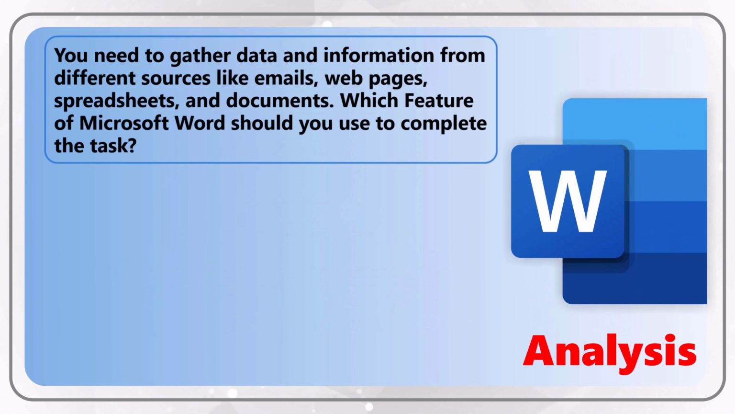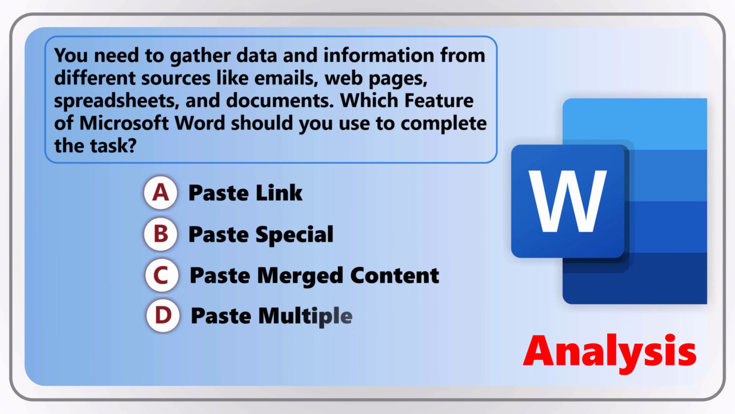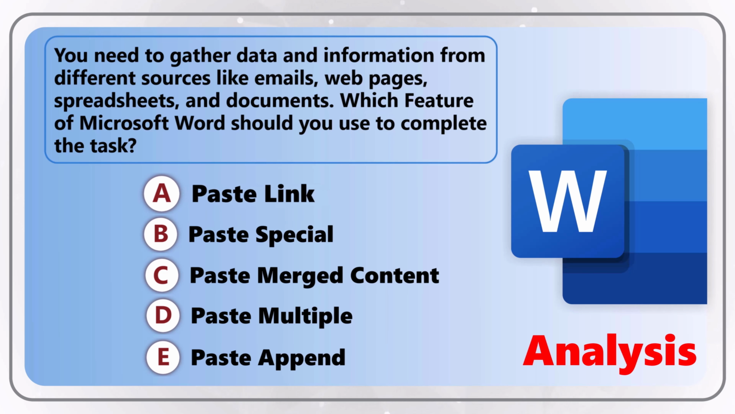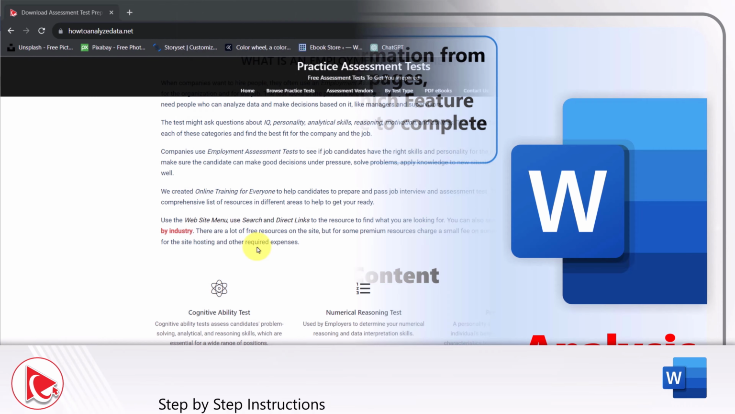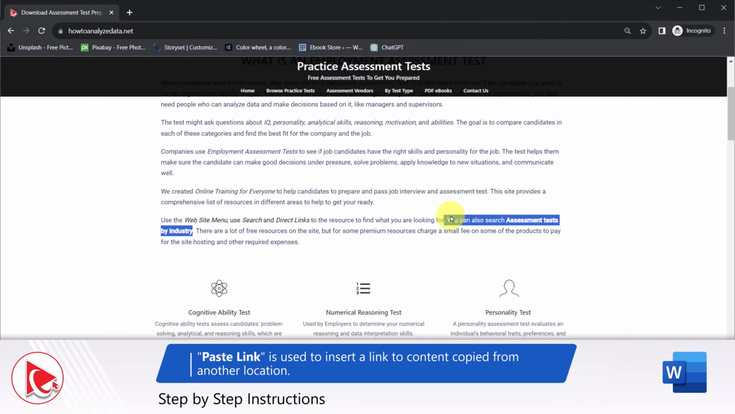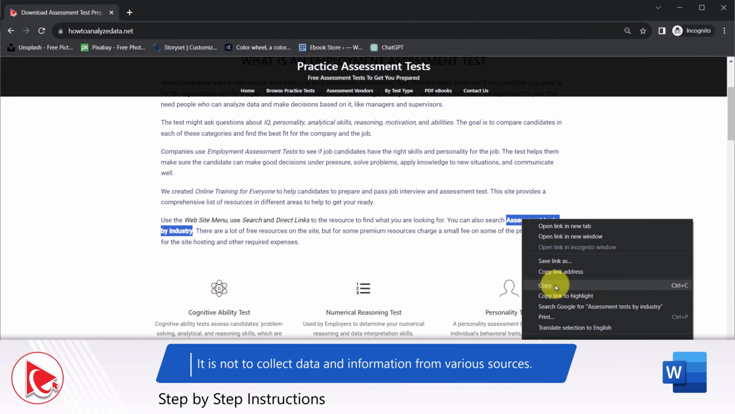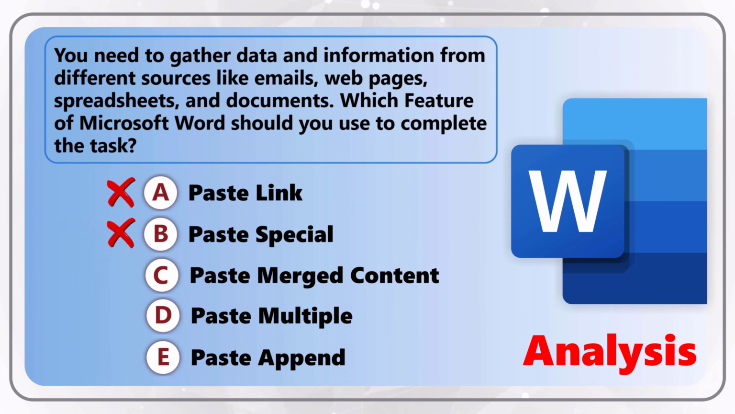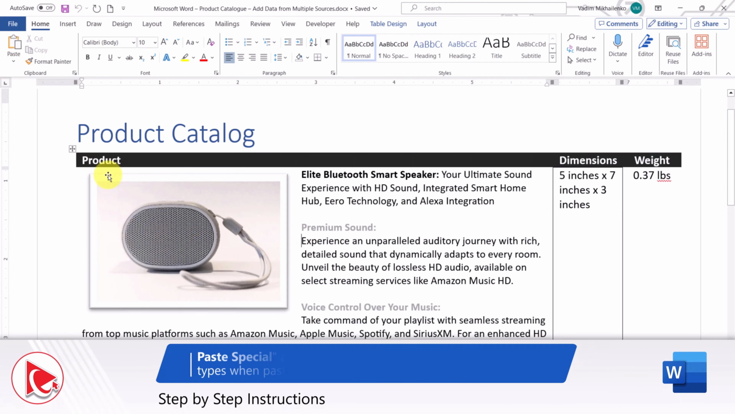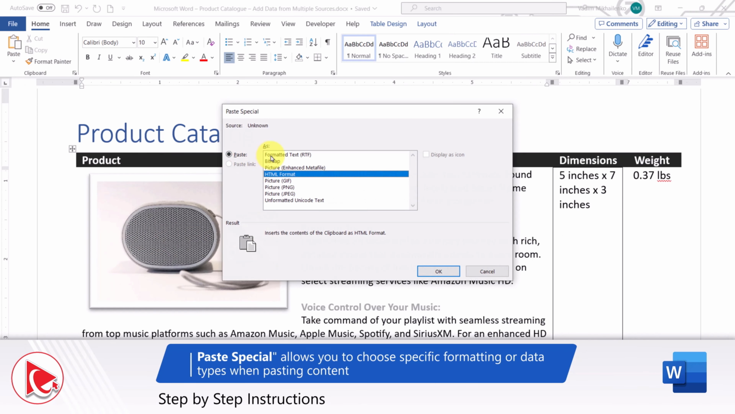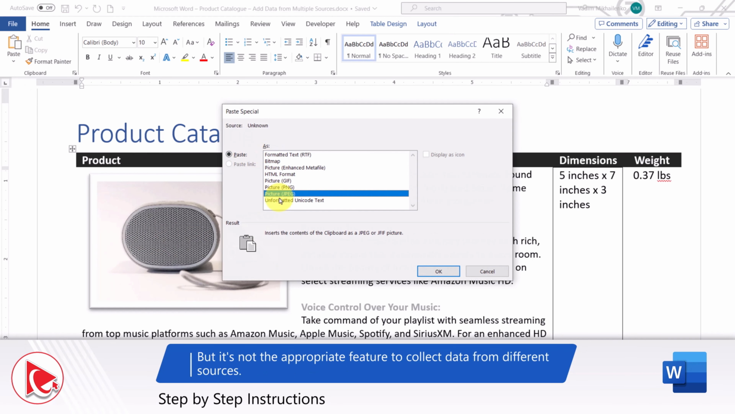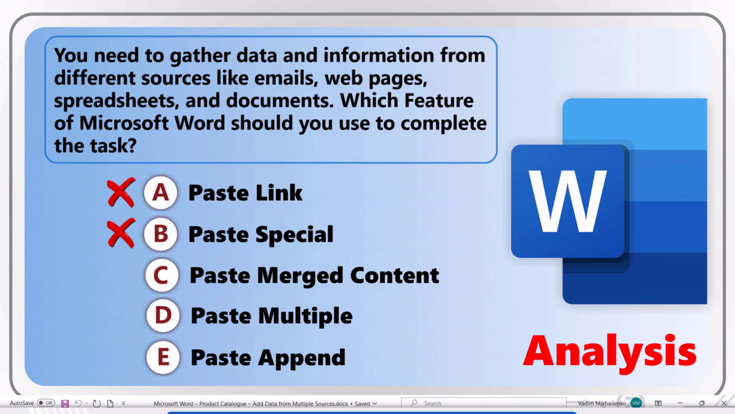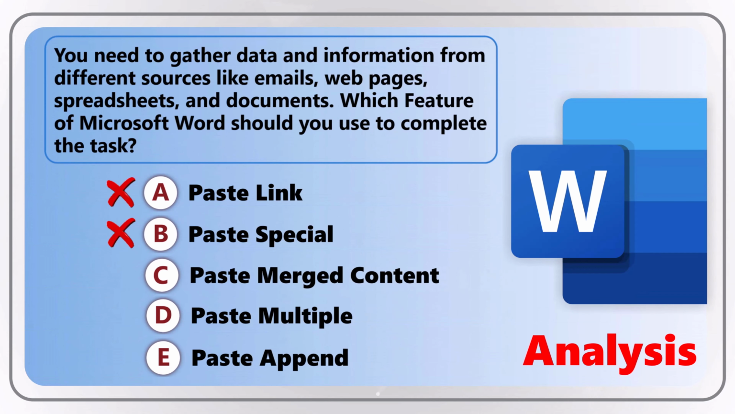As usual, to find the right solution, we will assess each answer choice that has been presented. Let's start with the first choice on the list. As you might have guessed, choice A, paste link, is incorrect. Paste link is used to insert a link to content copied from another location, not to collect data and information from various sources. Choice B, paste special, is also incorrect. Paste special allows you to choose specific formatting or data types when pasting content, but it's not the appropriate feature to collect data from various sources.